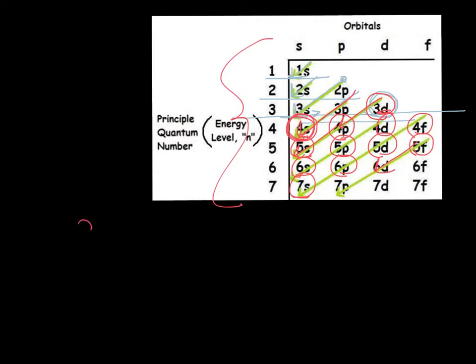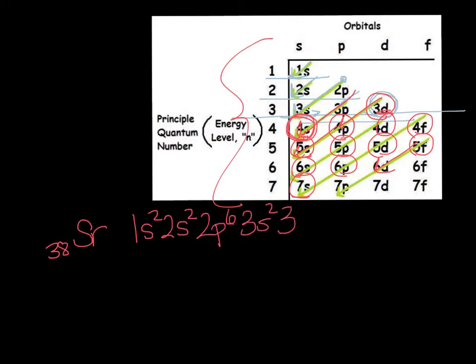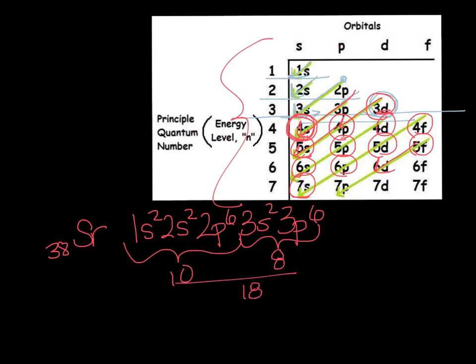So let's say we're going to do strontium. Strontium is number 38 on the periodic table. I'm going to skip ahead a little bit. If we do 1s2, 2s2, 2p6, 3s2, 3p6, we're now up to 10. Add these, this is another 8, so now we're up to 18. We've got to get to 38. Instead of going to 3d, we actually fill 4s first. So it's going to be 4s2. We're up to 20 now.